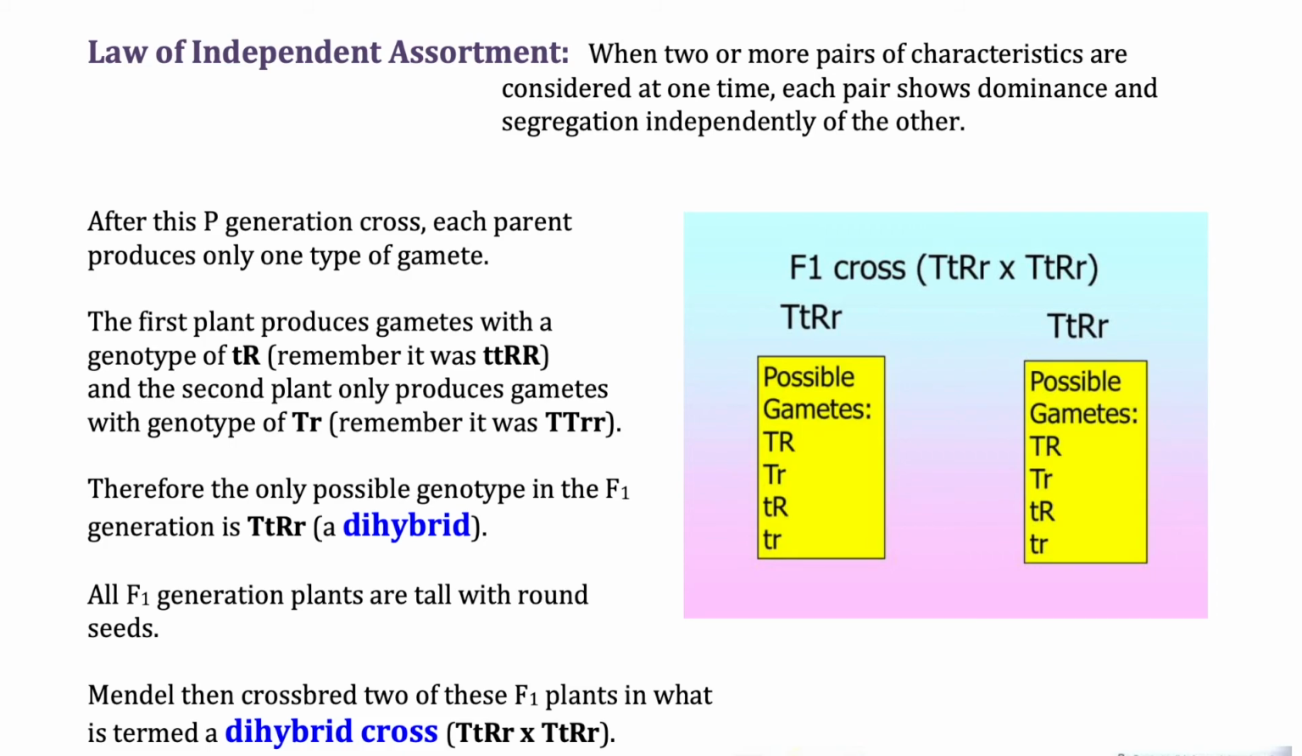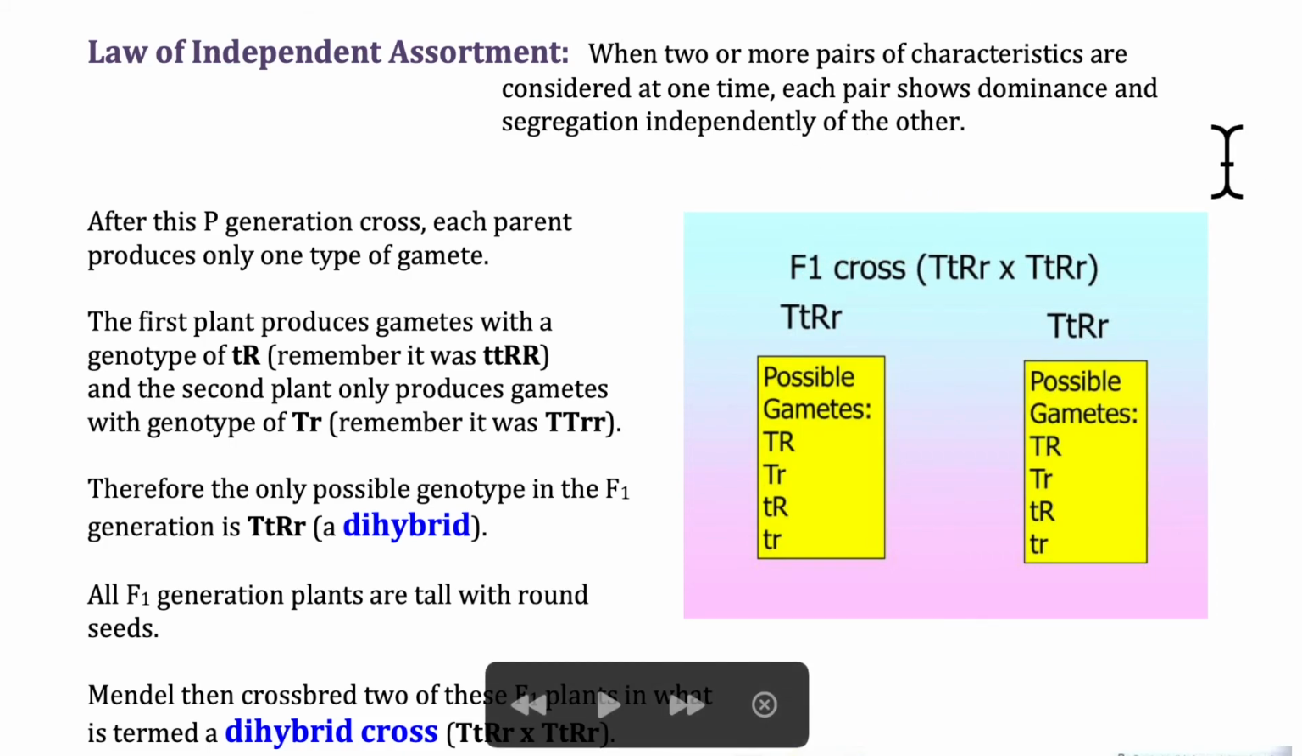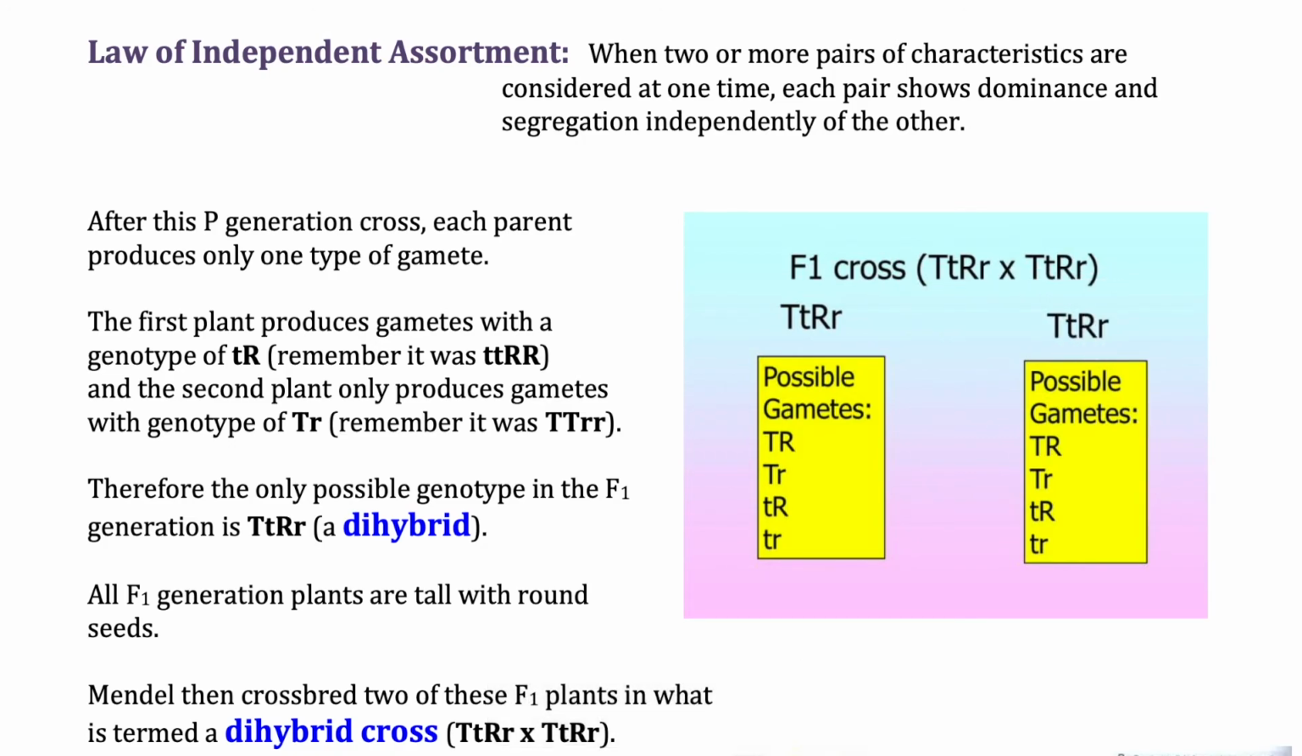And you'll see that when you look at the F1 cross picture on the side, you'll see which ones it can possibly give away. So the only possible genotype in the F1 generation is capital T, lowercase t, capital R, lowercase r, a dihybrid. All F1 generation plants are tall with round seeds.